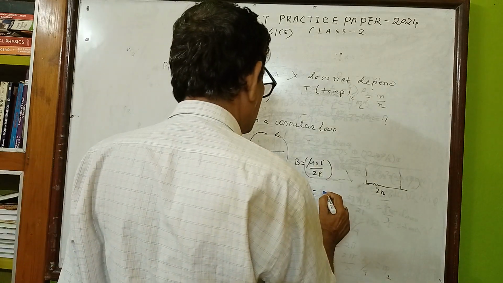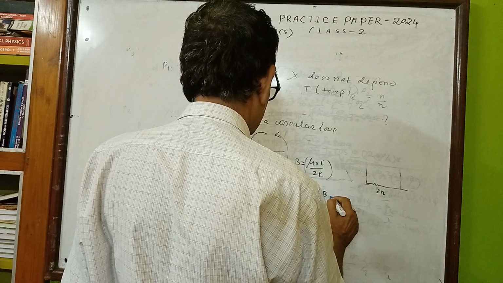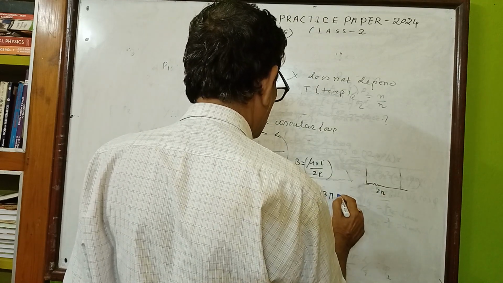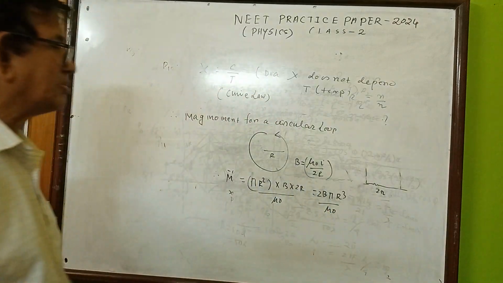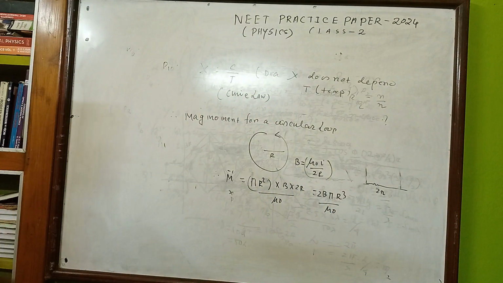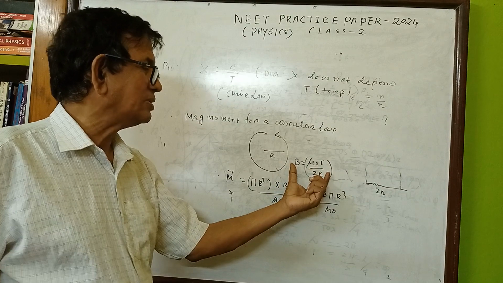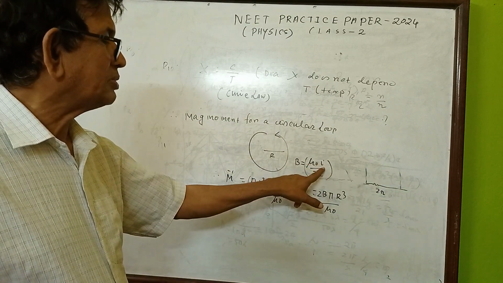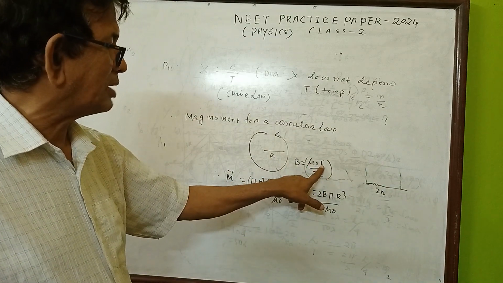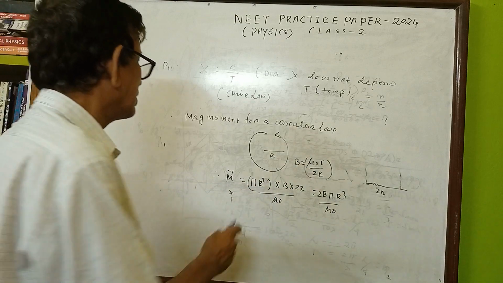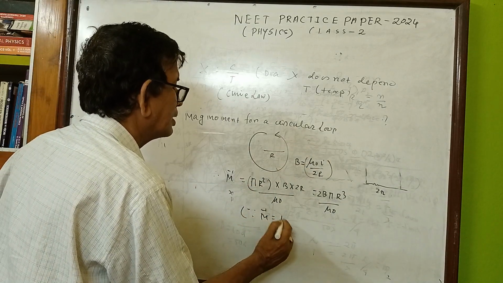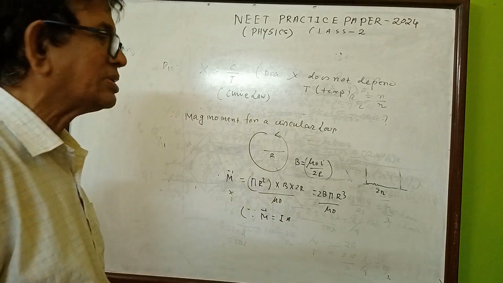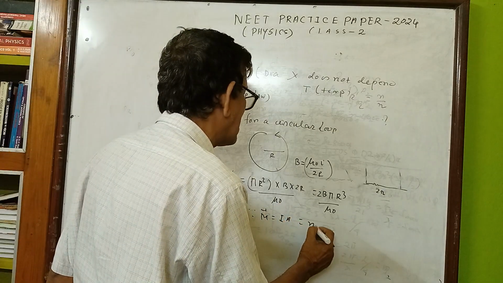So you are getting B = 2 B pi r cube by mu naught. This is the magnetic moment. From that field condition calculate I and put it in this formula. Since M equals I into A for a single turn, if n turns are there, then it will be N I A.